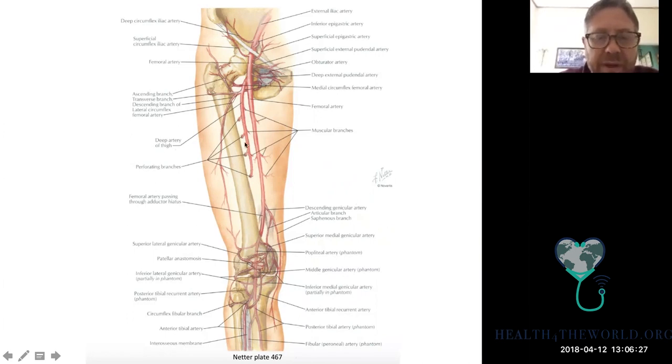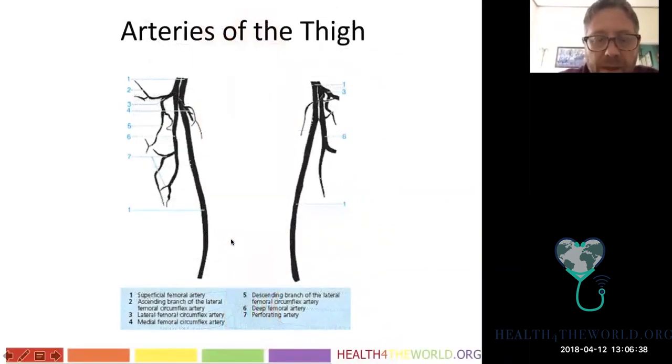The profunda is much larger than this descending branch, and the descending branch of the lateral circumflex femoral is more lateral. So again, here's the SFA, superficial femoral artery. Here's the profunda, giving off its descending branch of the lateral circumflex femoral, and this is the main branch of the profunda here.